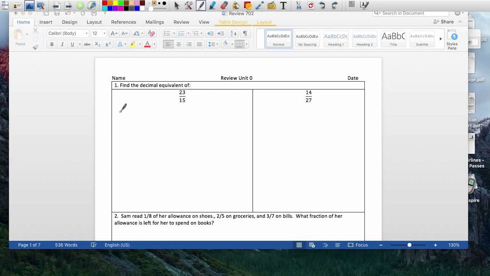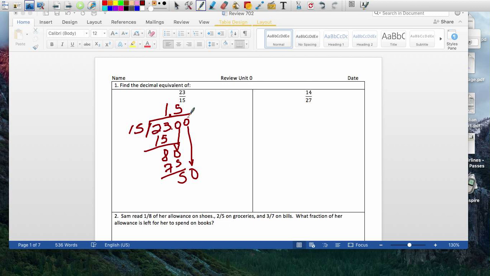Alright, so let's get to this first one. 23 divided by 15. 1, 15, 8, point. So it's a 0, bring it down. So 5 would be 75. 5, 0. Looking at 3, which is 45.